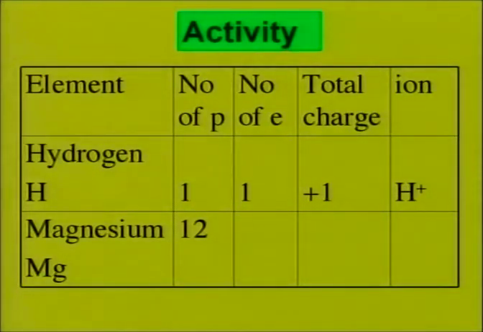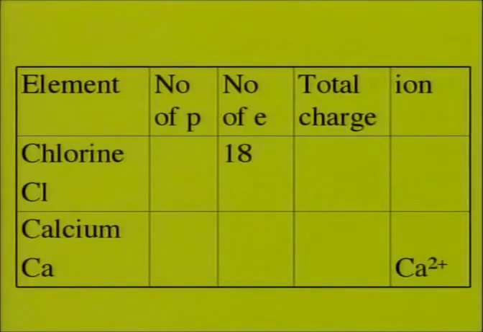Okay, we have your periodic table with you. You can simply take that out, and then using the periodic table you can. All right, to the next part of the activity. Okay, and then you have chlorine and calcium.